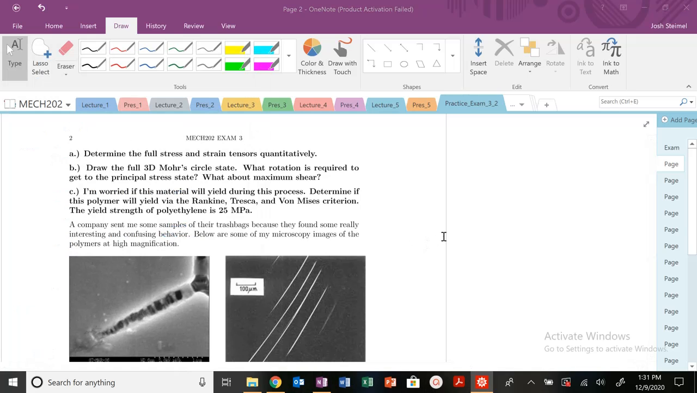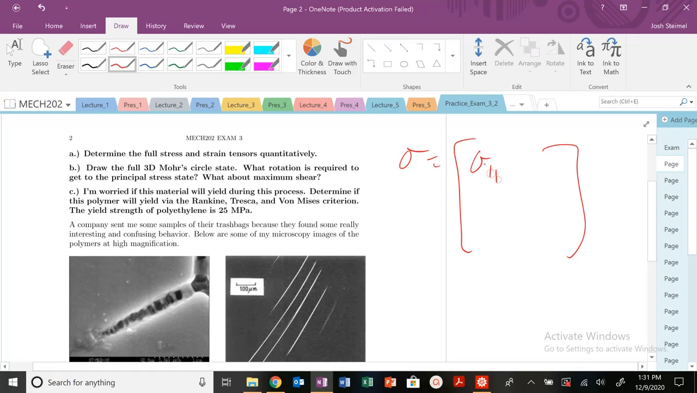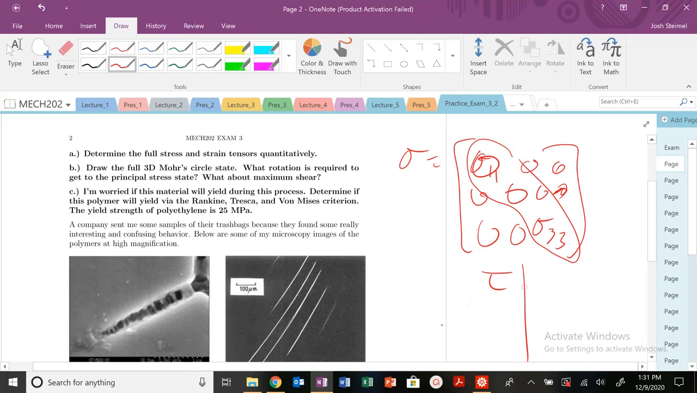So we know that our stress state was already in the principal. So sigma 1,1, which was equal to 0, 0, and then sigma 3,3. No 0 there. So this was kind of our stress state. If we look at the 3D Mohr circle, it's going to be just this 0, 0, and then sigma 3,3. So this is just our Mohr circle.